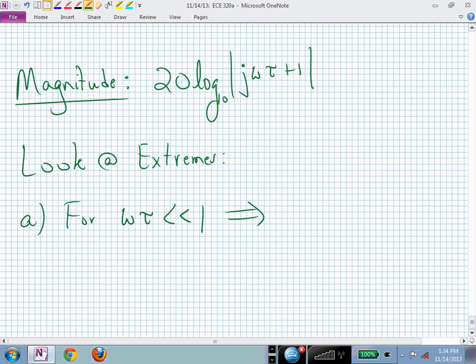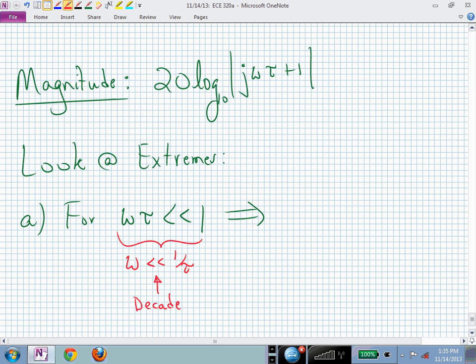So what does this really mean? This means that omega is much less than 1 over tau. And what was 1 over tau? That was our break frequency, wasn't it? And this much less, we're assuming that's a decade below. So much less than our break frequency.